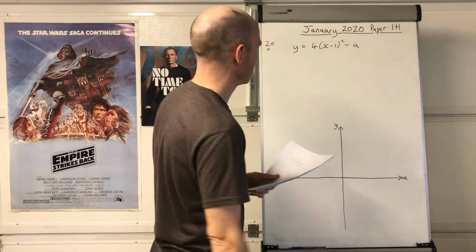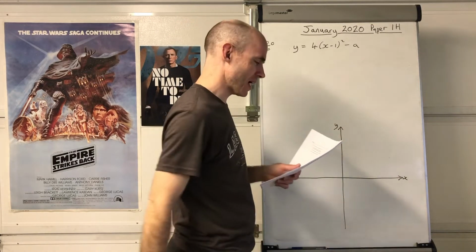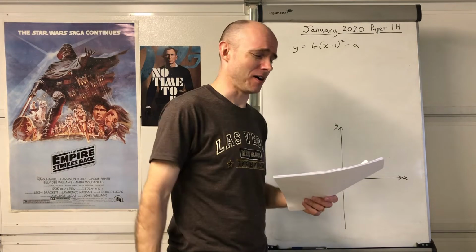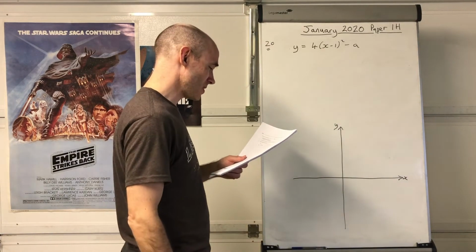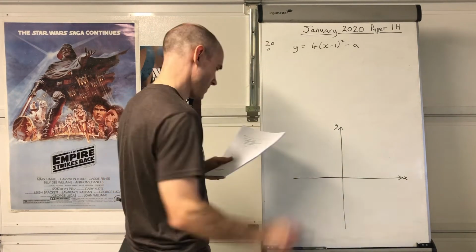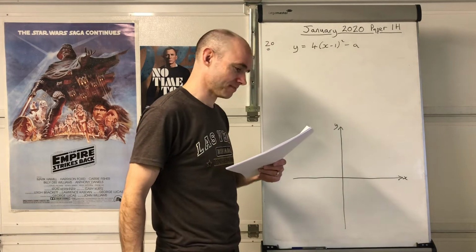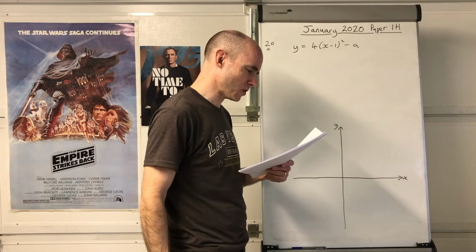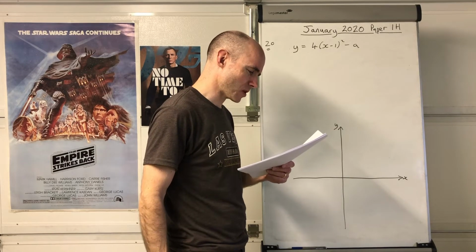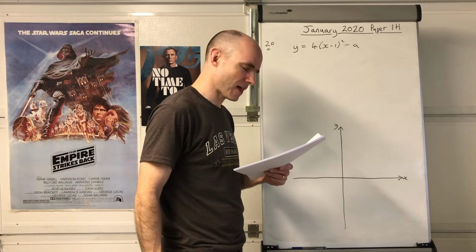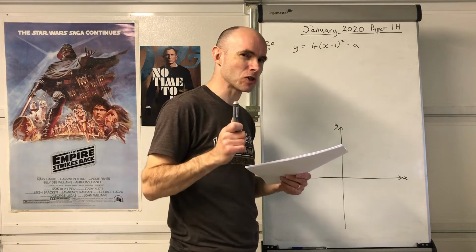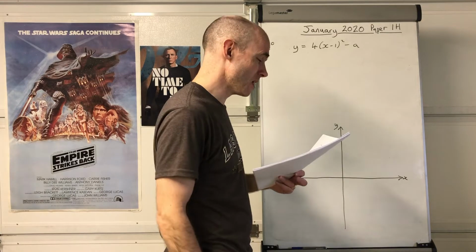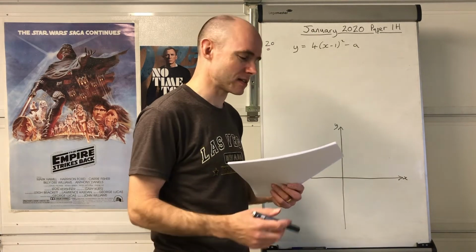So here's the equation: y equals 4 times x minus 1, squared, subtract a. This should really be the last question because it's the hardest in the paper. Using the axes below, sketch the curve. On your sketch, show clearly in terms of a the coordinates of any points of intersection with the coordinate axes and the turning point. Now that's really a good clue as to how to do it.